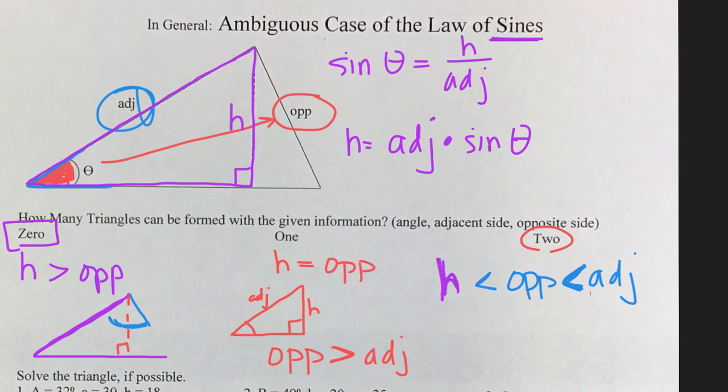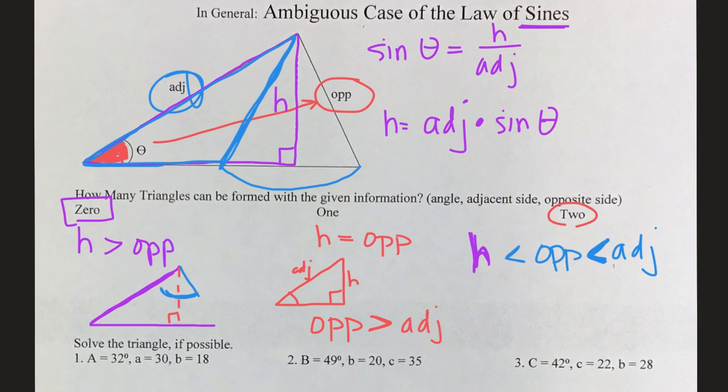Okay, if the opposite side is greater than the height, but the opposite side is less than the adjacent side, then we're going to have two triangles, right? That's the case where this side can swing over here, and we can still have our side-side-angle, but we have two triangles formed with that information. So that's our first thing: to decide how many triangles we actually need to look for. And then actually calculating them can be the second difficult part.